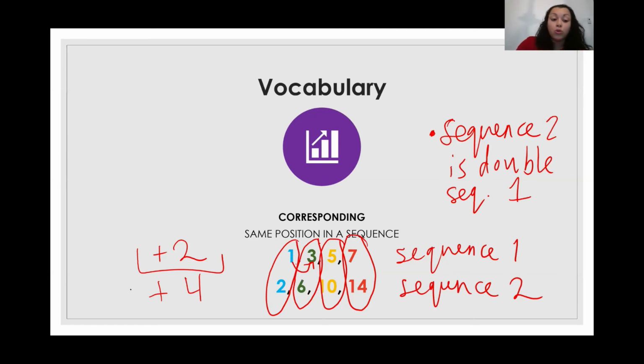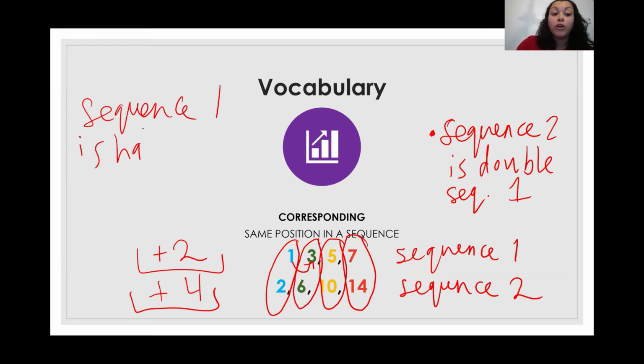So those are two rules, but you can notice also that there are patterns in between the two sequences. Again, we can say that it's a double or it's multiplied by 2. We could also say that sequence 1 is half of sequence 2. So we could say that sequence 1 is half, or that could be like saying divided by 2, is half of sequence 2.